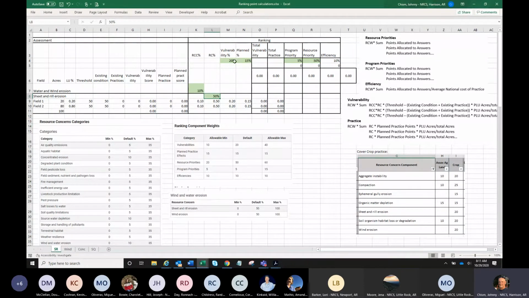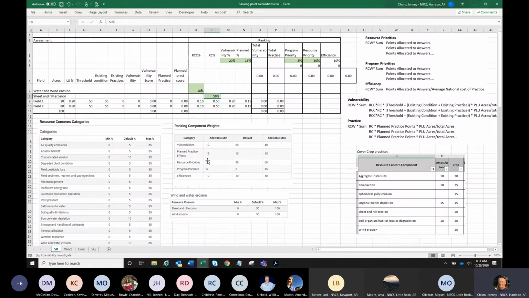Then we go here to the percentages of the different components. The vulnerability percent shown here is 20%. It's set here when you set up the ranking pool. The plan practice effects percentage is 15%. The resource priorities is 50%. The program priorities is 5%. And the efficiency is 10%.